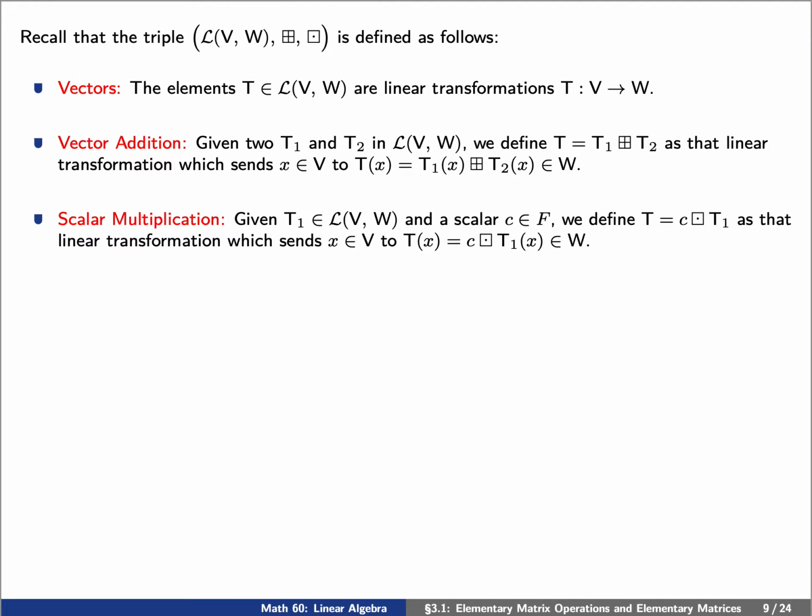Recall that if we have a triple consisting of linear transformations from a vector space V to a vector space W, we can define a vector space as follows. By vector addition we mean we can take two linear transformations, T1 and T2, and define a new linear transformation, T1 plus T2, as that map that takes the vector x to the sum of vectors T1 of x plus T2 of x. We can also define scalar multiplication as follows. Given a linear transformation T1 and a scalar c, we define c times T1 as that linear transformation that takes a vector x to the vector c times T1 of x.